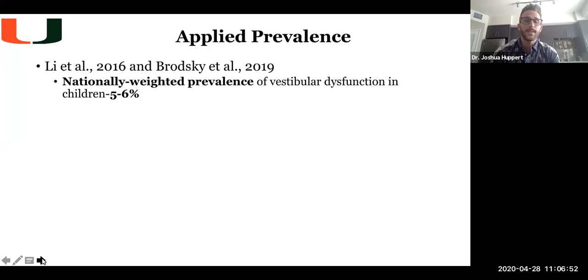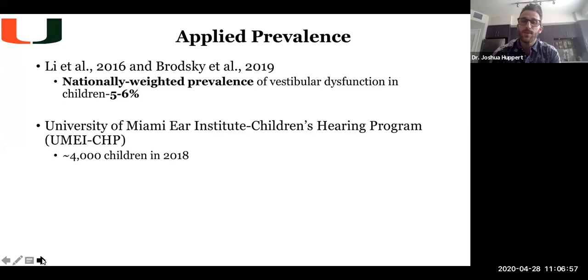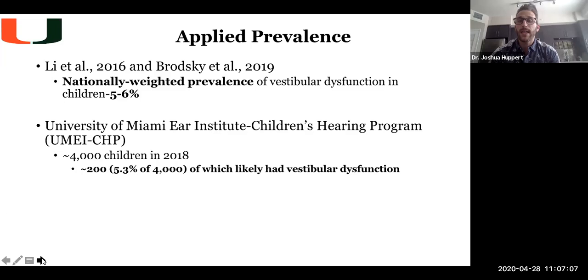So at the University of Miami Ear Institute, we saw about 4,000 children in 2018, and applying that statistic, about 5.3%, that would equate to about 200 of our kids who likely had vestibular dysfunction. Now, keep in mind, we're still looking at a very broad population here, and I would argue that in this situation our prevalence is probably higher, because we know there's a higher incidence of balance dysfunction amongst children with permanent hearing loss. And that's a majority of the patients that we see. So I would estimate that our prevalence is probably higher than this, but this is applying that statistic to that number.